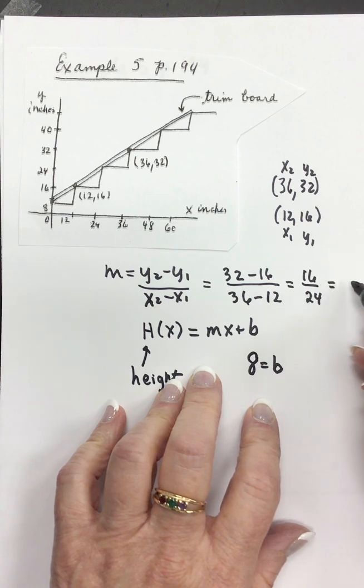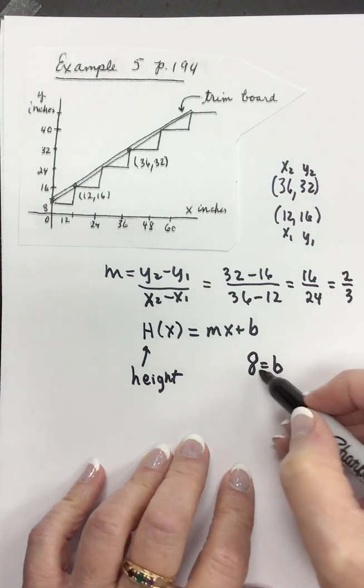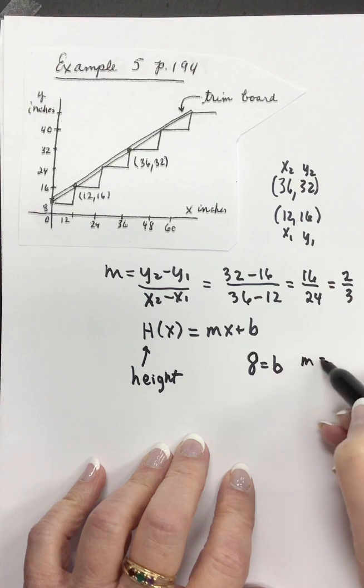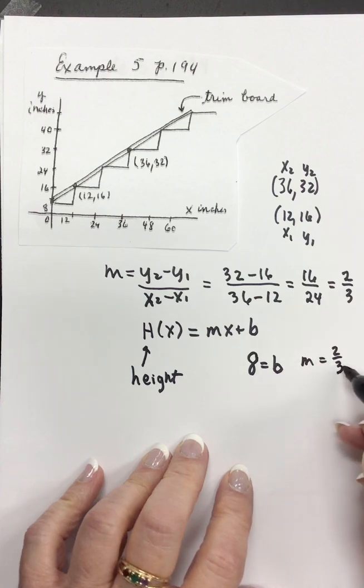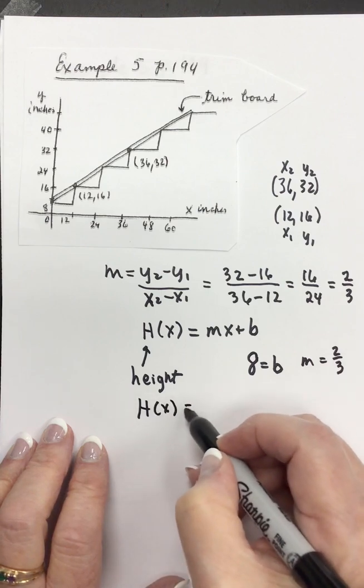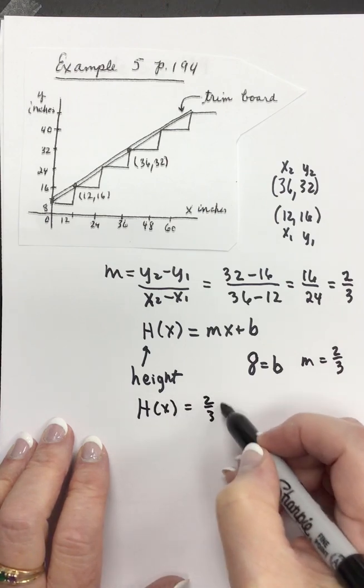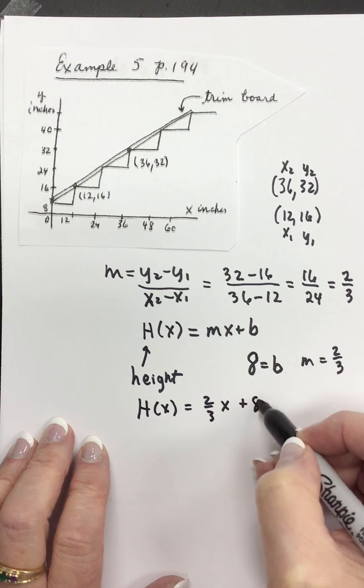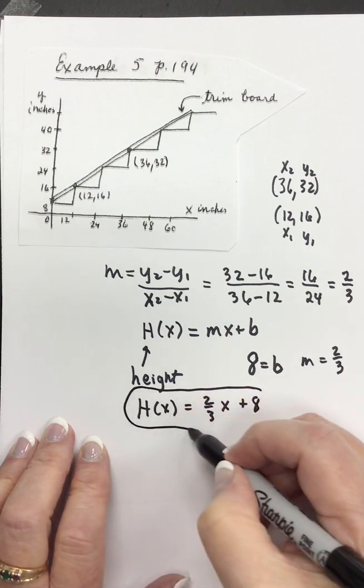But now 16 over 24 reduces. So what do we see? 8 comes out of both of them, so I get 2 over 3. So my b is 8, and my m is 2 over 3. So I end up with h of x equals 2/3 x plus 8.